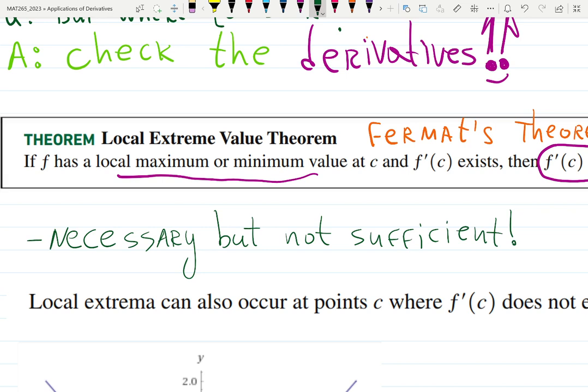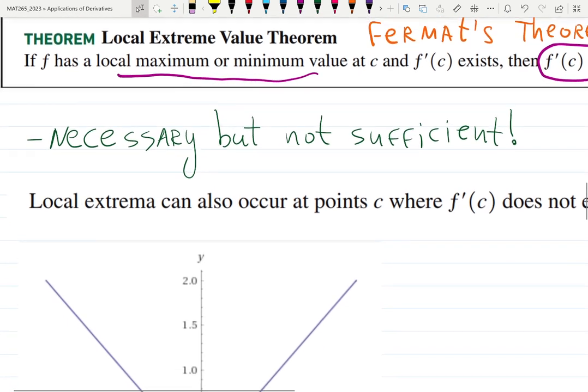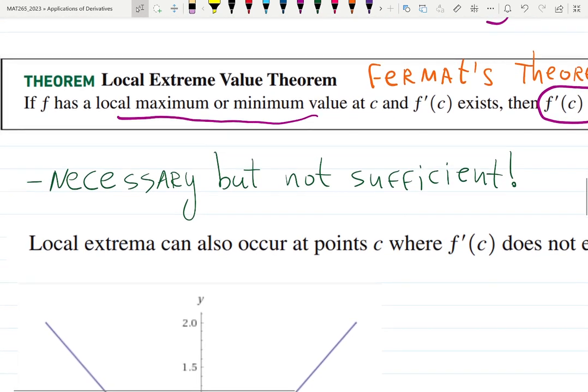Necessary means it must be there. Sufficient means enough, so not sufficient means not enough. So if there is a max, definitely the derivative there is 0 or does not exist. But that doesn't mean that all the points where derivatives are zeros have max or mins. So there should be more things to check.